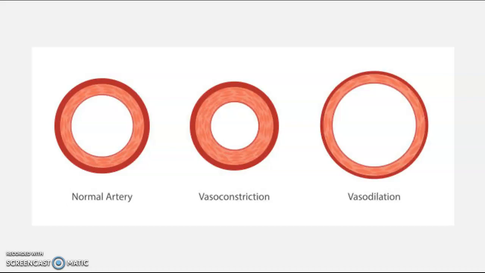For example, if you're doing a back squat, the legs are vasodilated, whereas the muscles in the upper extremity are going to be more vasoconstricted. Now, moving on, to understand the stroke volume, we must talk about the cardiac cycle first.